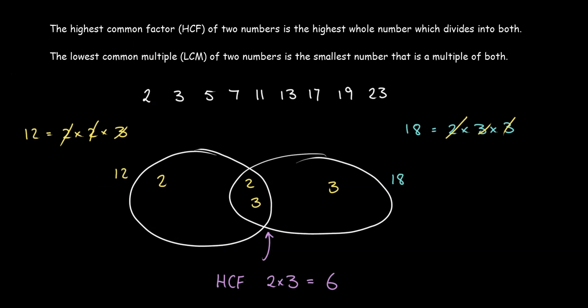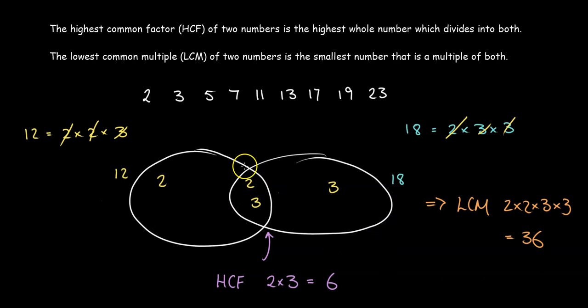Okay, now let's have a look at the lowest common multiple. If I multiply these 3 factors in the left-hand circle, I'm going to get 12. If I multiply these 3 numbers in the right-hand circle, I'm going to get 18. So what I'm going to do is multiply all of these 4 prime factors together. So for my lowest common multiple, I'm going to do 2 times 2 times 3 times 3, and that is going to get me my lowest common multiple. So that's 4 times 9, which is 36.